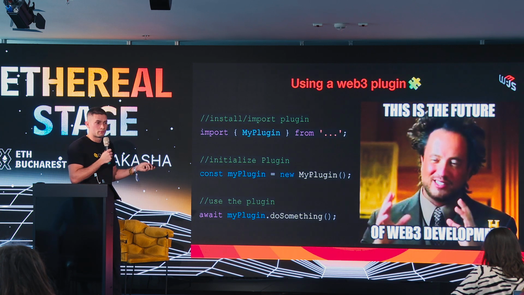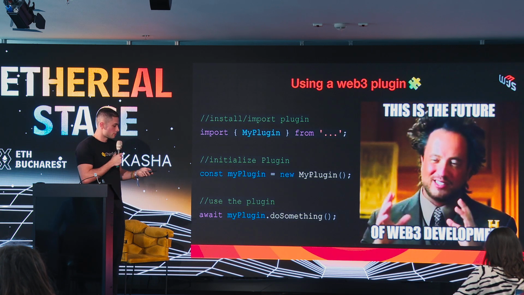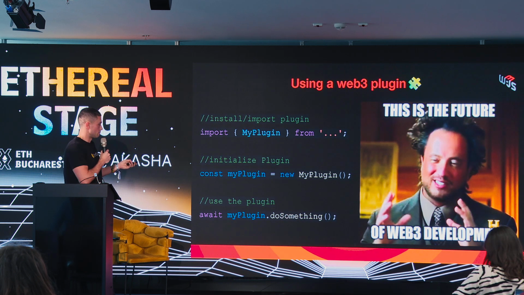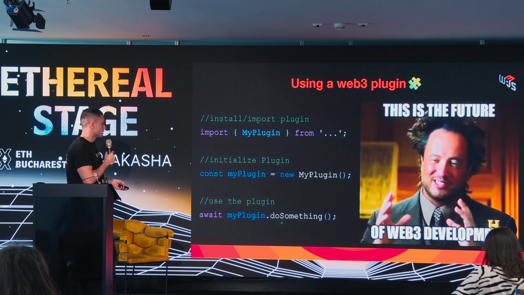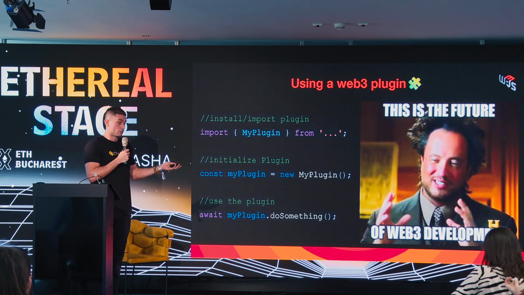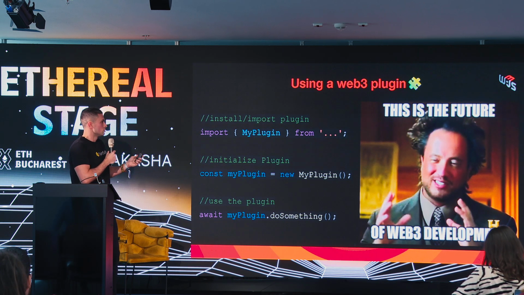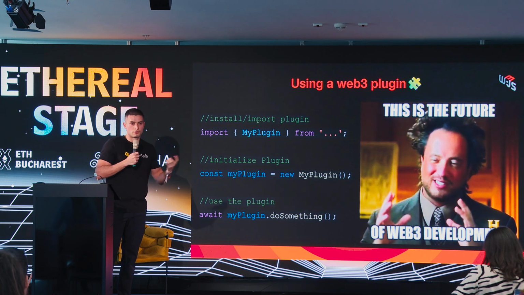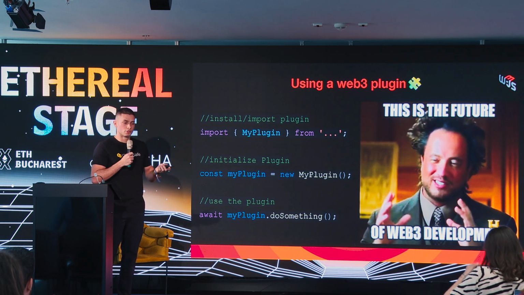And this is how you can use the plugin. As a final user developer, what you need to do is just install and import the plugin. Then you can initialize the plugin by typing new MyPlugin. And then to use the plugin, you just type myPlugin.doSomething, depending on which methods you are calling from the plugin. This is really useful to provide some level of abstraction for the final builders so they can build using your product.